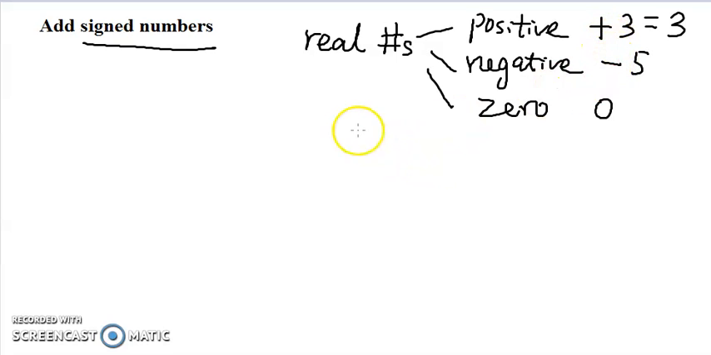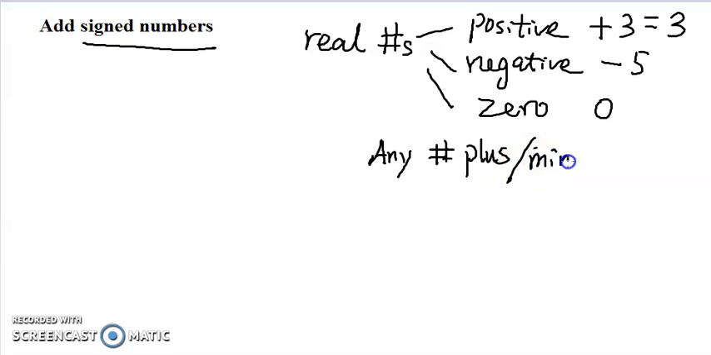First of all, we can deal with the easy case. Any number plus 0 is always itself. This is an easy rule because 0 means nothing. When we add nothing to a number, it's not going to change this number. So any number plus 0 or minus 0 is itself.